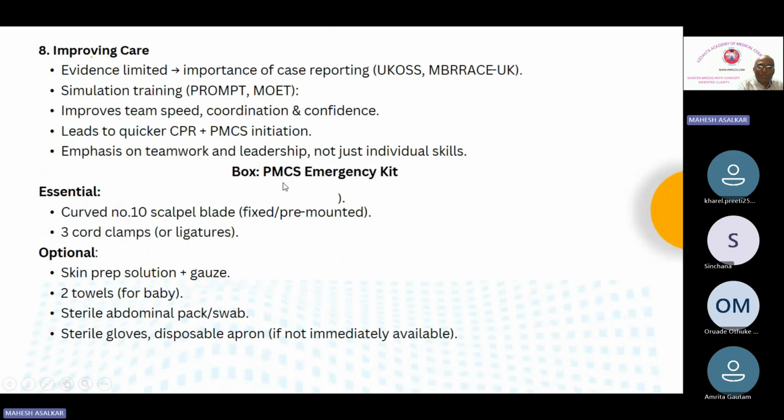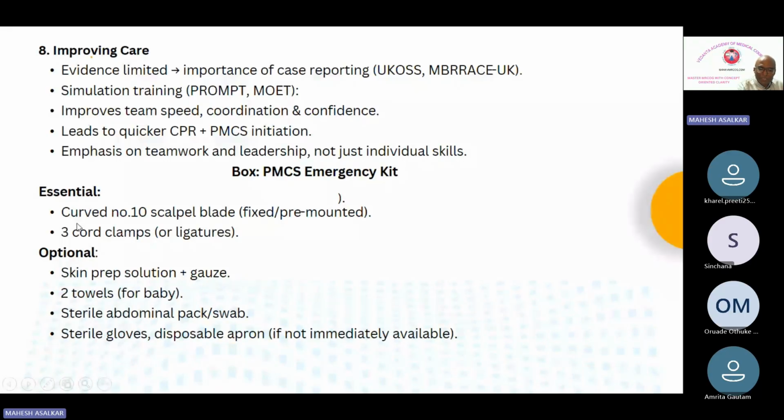Then there is a box, the perimortem caesarean section emergency kit. What are the essential things in this particular kit? A number 10 scalpel blade, a pre-mounted curved blade, and 3 cord clamps or ligatures. These are the only essential things. So if only these are available, you need to carry out the caesarean section either in the delivery room or in the emergency department. That is the site for the perimortem caesarean section.